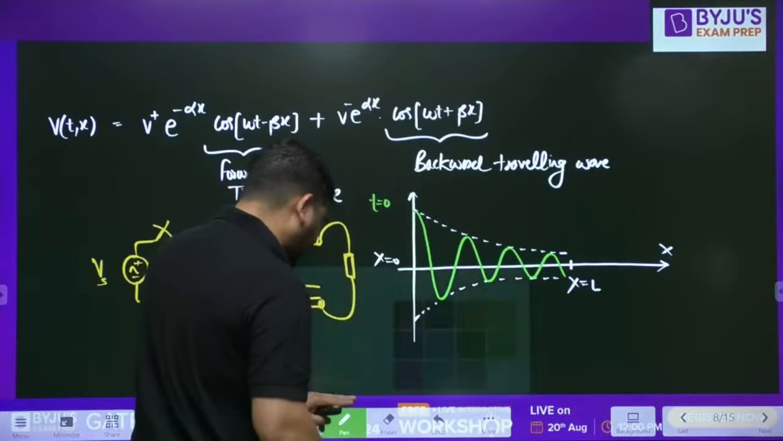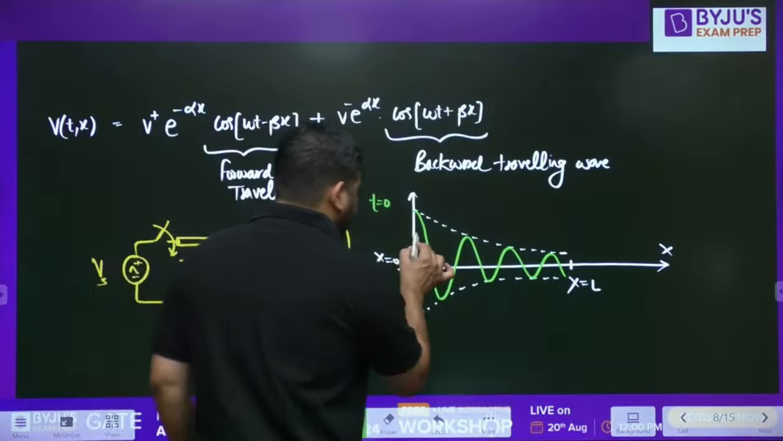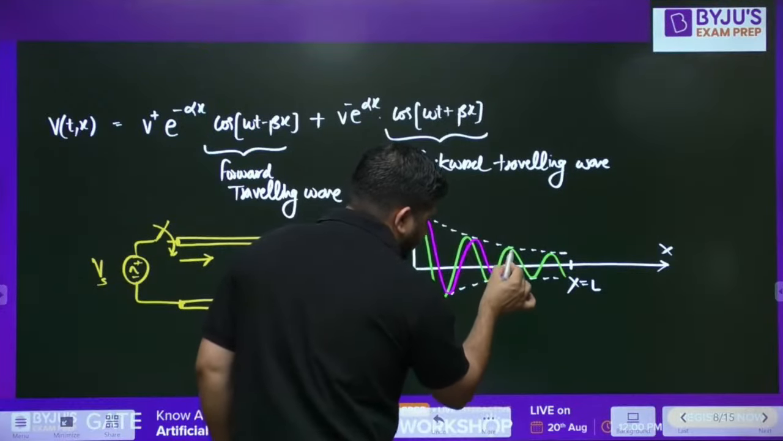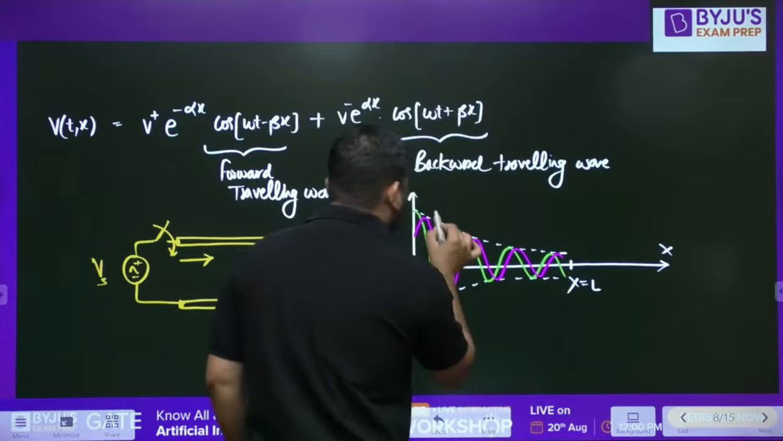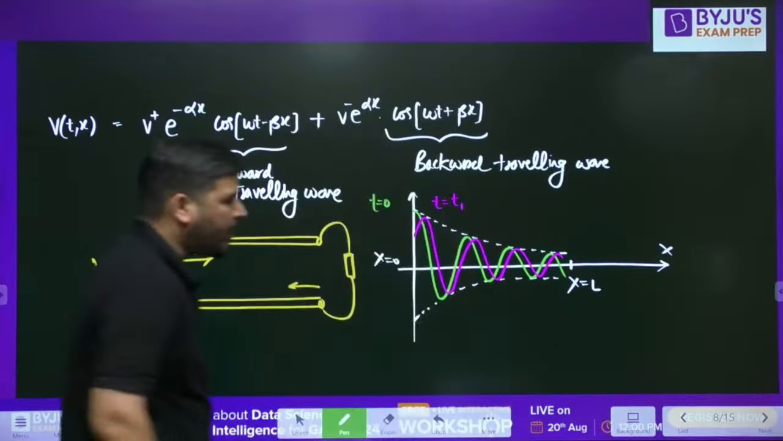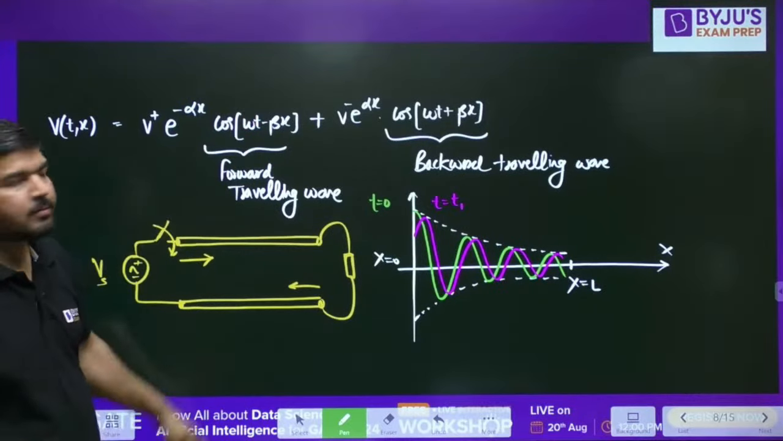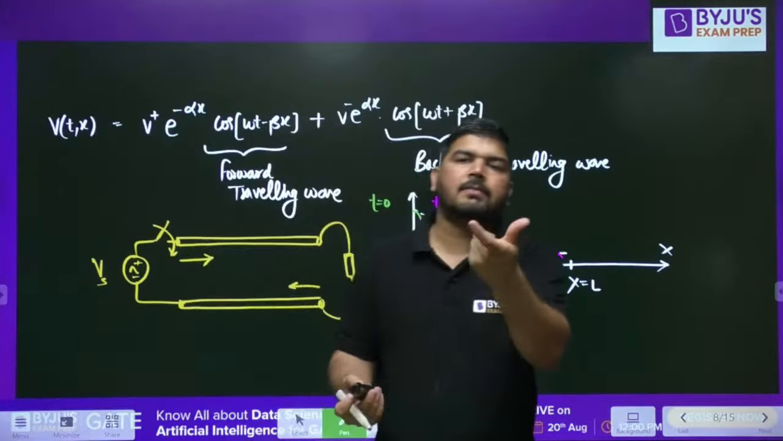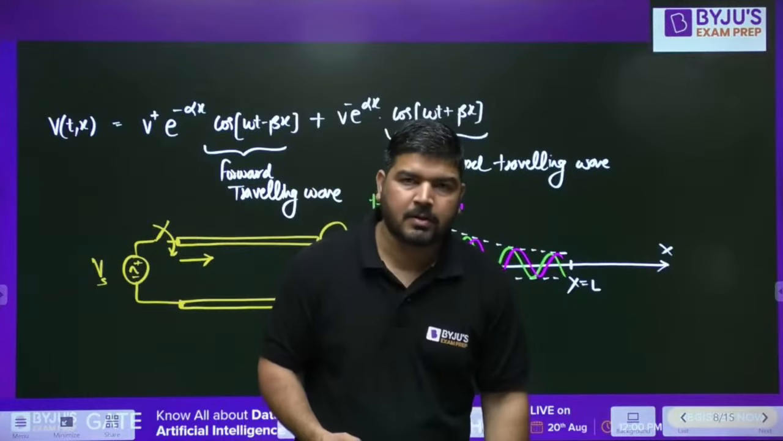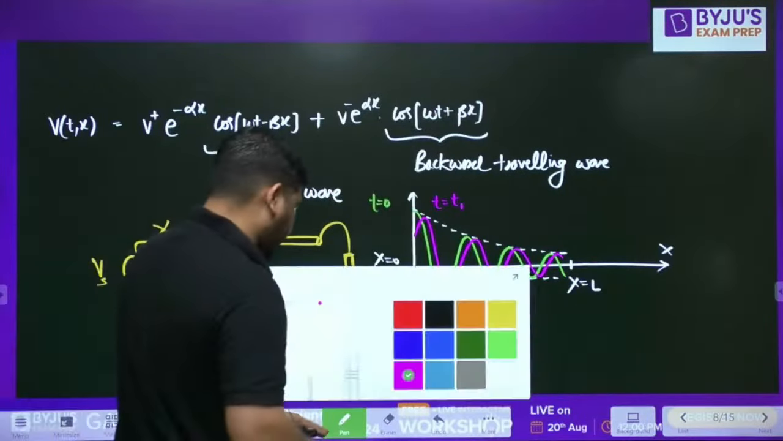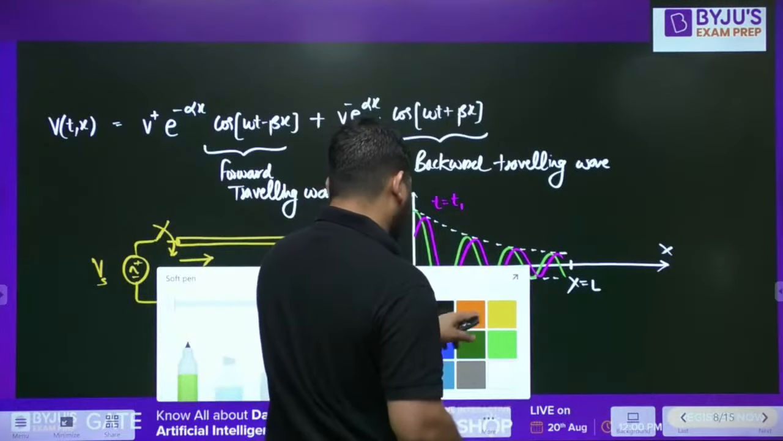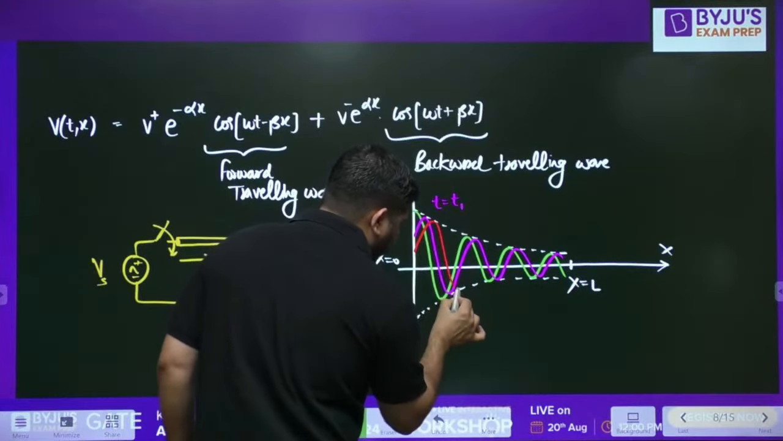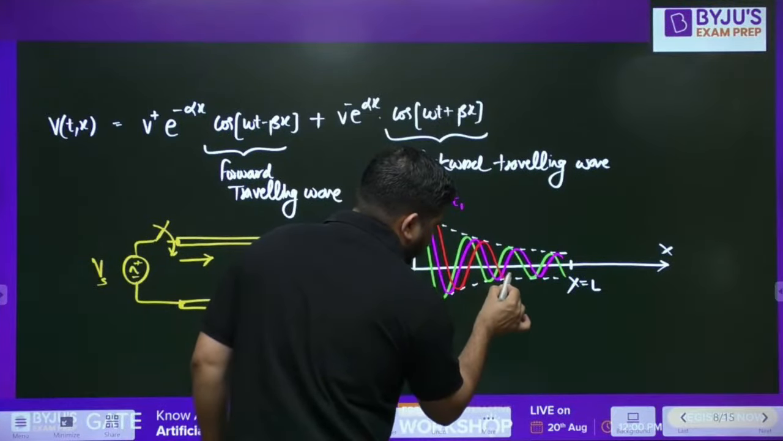Now at t equal to t1, the wave will look like this. You can see that the maxima has traveled by some amount at t equal to t1. Now at t equal to t2, it will become cos of beta x minus omega t2. Omega t2 is again some angle phi 2, so again it will be delayed by some angle. If you draw the wave at t equal to t2, let me draw it with this color. The wave will look like this at t equal to t2.